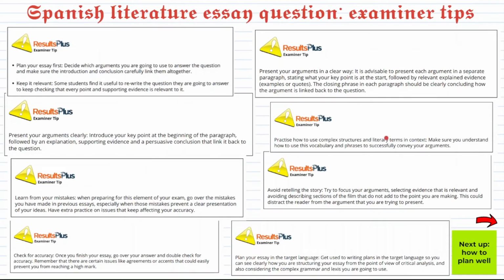Okay, now we're going to look at what the examiners say. These are all screenshots from Edexcel examiner reports, but they will all apply to AQA as well, as the actual writing is the same. These tips highlight the importance of planning, writing clearly, sticking to the point, and using complexity where you can. You can pause the video to read all the individual tips.